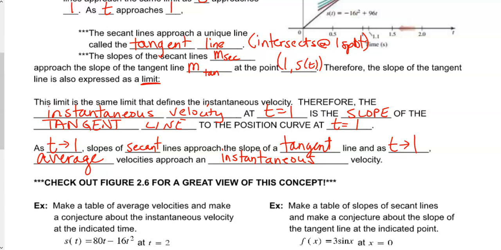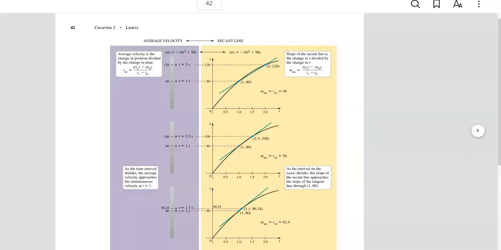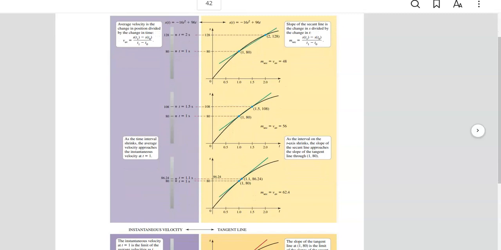Very good. If you go into my lab math, you should be able to see some figures. On page 42, there's a figure 2.6 that I'm going to pull up and show you to get a good idea. This gives a really good picture of that. Here we have the average velocity, s of t1 minus s of t naught, all over t1 minus t naught. There's a secant line.